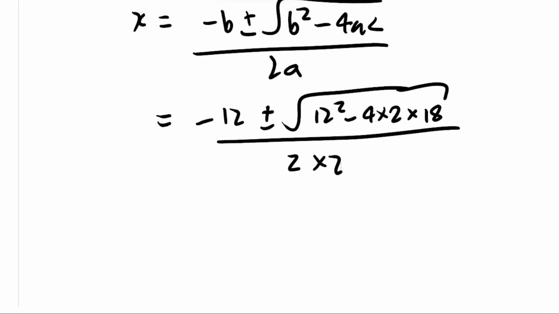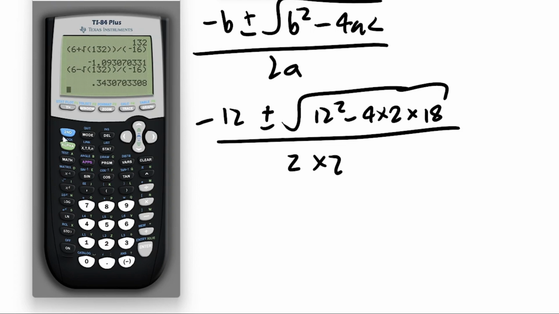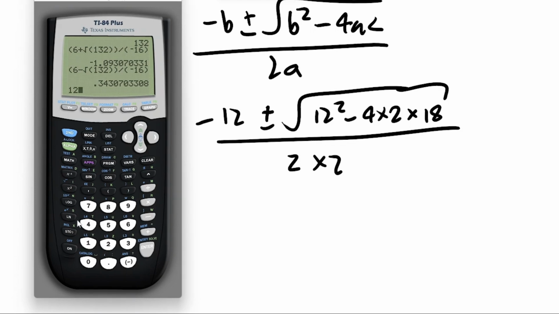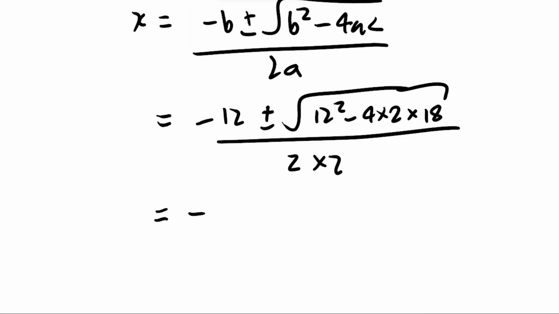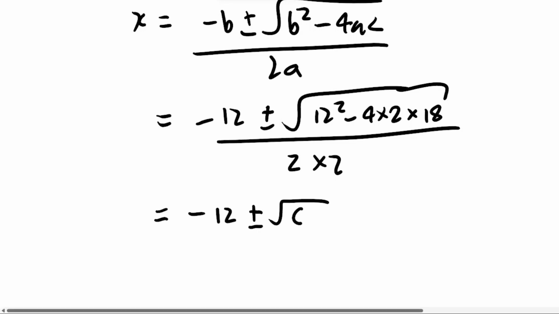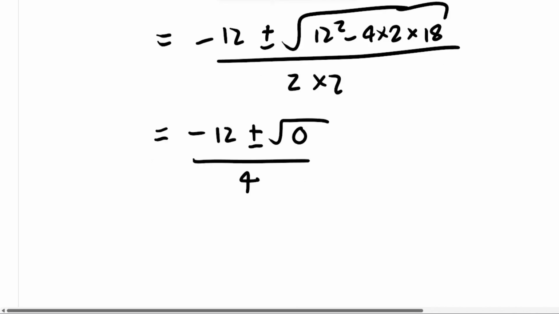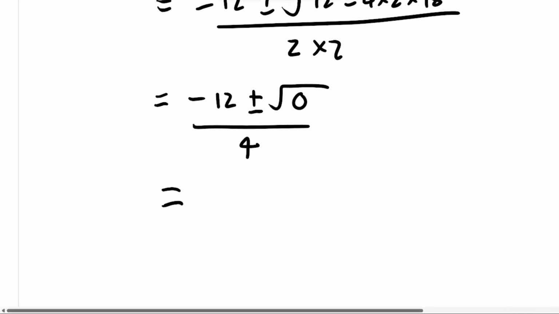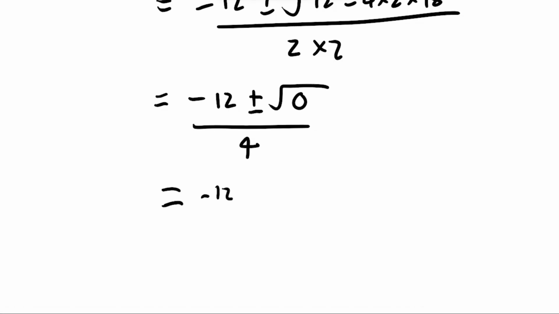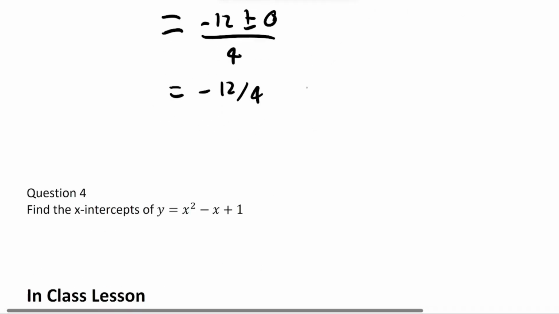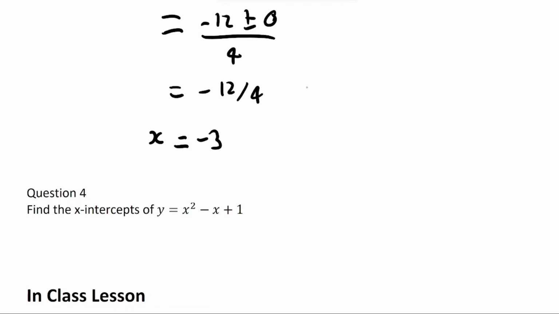Let's keep going. All right, so let's figure out the square root first. So that's 12 squared take 4 times 2 times 18 gives you 0. Cool. So minus 12 plus or minus square root of 0 over 4. So you're going to have two answers here. Well, you're sort of not actually, because square root of 0 is just 0, minus 12 plus or minus 0. And you see that adding or taking off 0 won't change anything. So all you get is minus 12 over 4, which is a very, very fancy way of writing minus 3. So that's our x-intercept, minus 3.